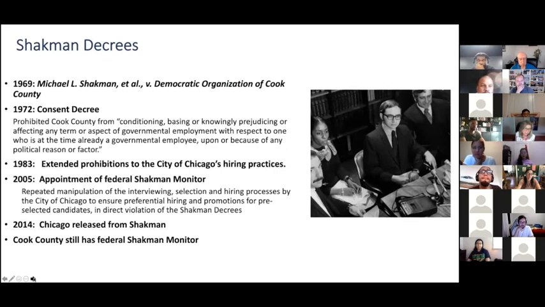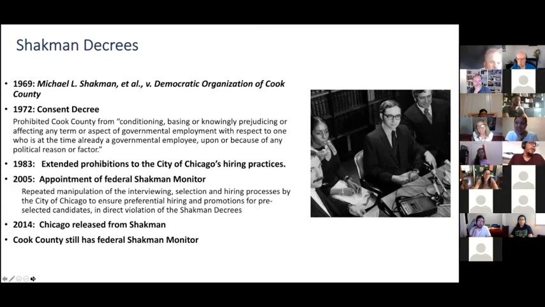The Shakman decrees. Missy, do you want to give them a 2-minute? I know they've read it and I know we're tight on time, but since you wrote the article on Shakman, do you want to jump in with anything?